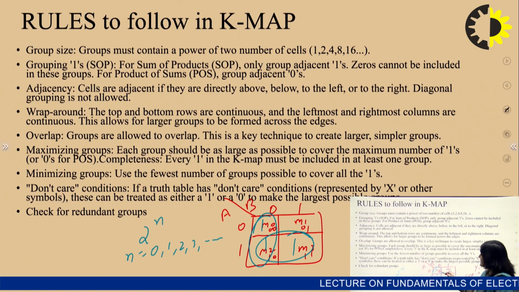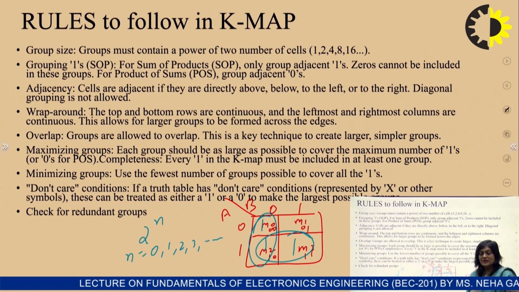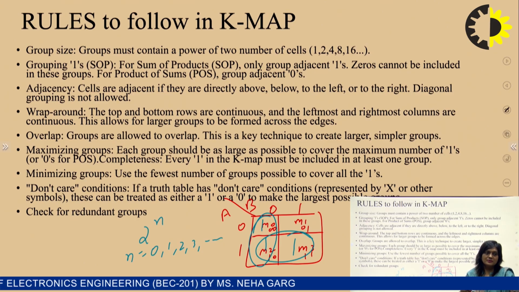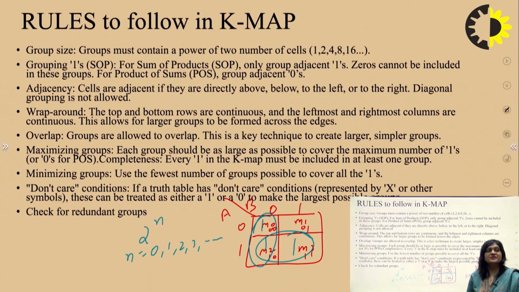In this way, the number of groups should be minimum and the group size should be large. So if a quad is possible, then we will not go for the pair. If an octet is possible, then we will not go for the quad, the pair or the single. So group size must be large and the number of groups should be less. We also have to check for redundant groups.